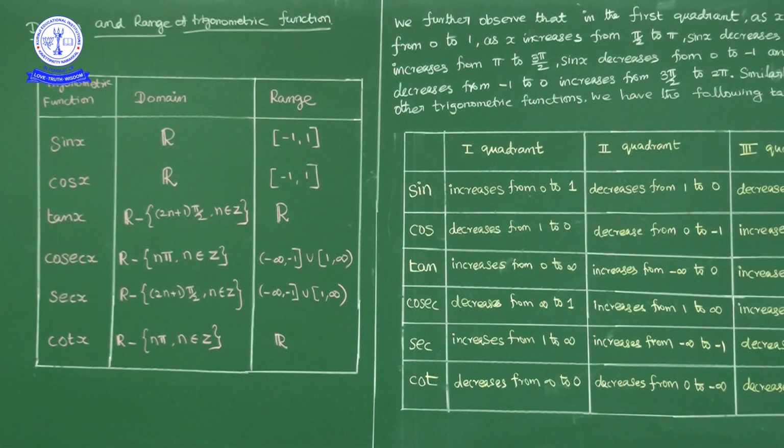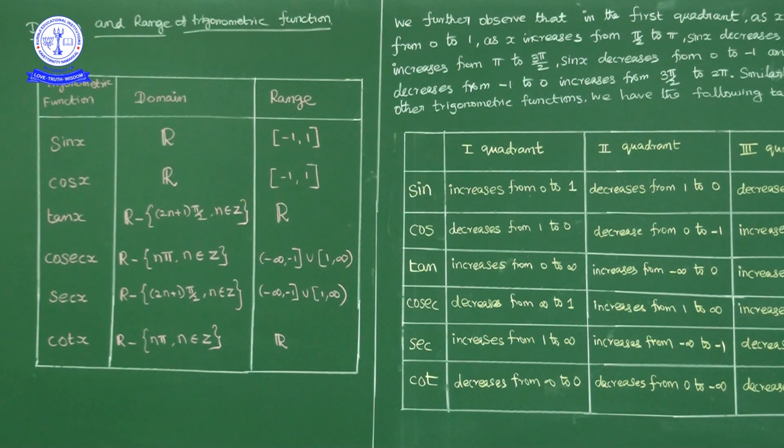Whenever cos x is 0, tan x and secant x are not defined. So the domain of tan x and secant x is all real numbers except odd multiples of pi by 2, that is (2n plus 1) into pi by 2, where n is any integer. So tan x and secant x have the same domain.